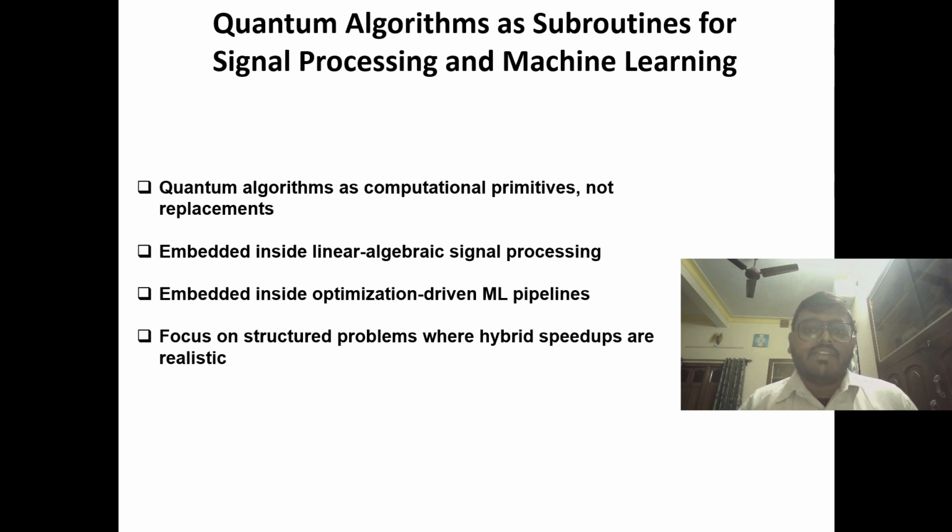In these settings, quantum routines act as specialized computational primitives, for example, accelerated spectral estimation, phase extraction, and structured matrix operations. The main emphasis is on finding structured problems well suited for quantum computing methods. The viewpoint is to keep the research grounded in algorithms, complexity analysis, and system-level integration, which are core concerns in computer science and engineering.